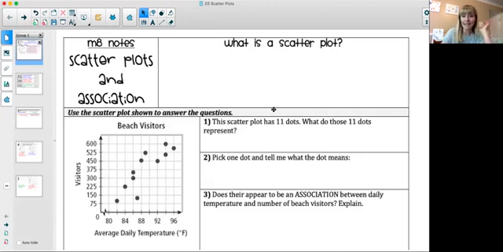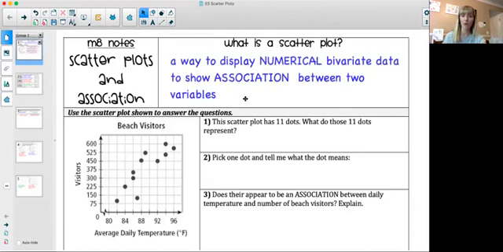So what is a scatter plot? That's the very first thing we need to make sure we have in our notes here. So what is a scatter plot? It is a way to display numerical. Here's one of those keywords there. We are talking numerical, so not categorical anymore, numbers. The data is given in numbers. Numerical, still bivariate. Numerical bivariate data to show.